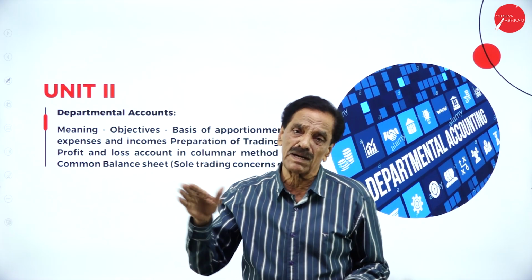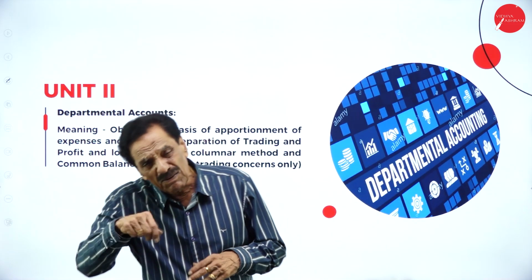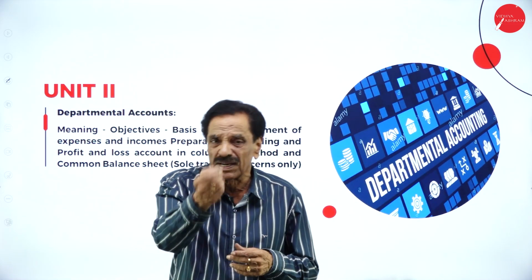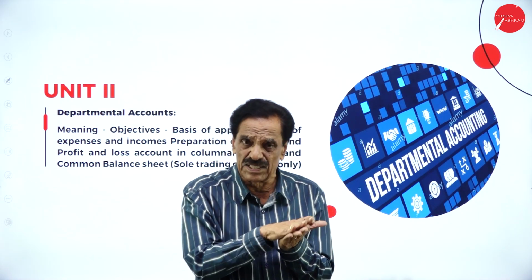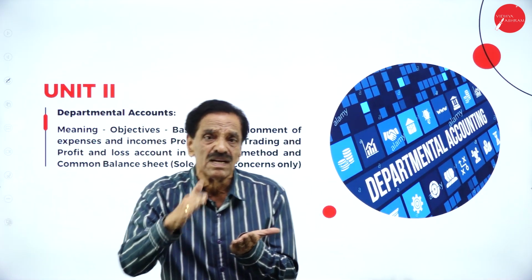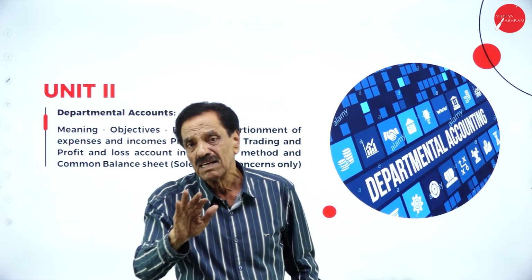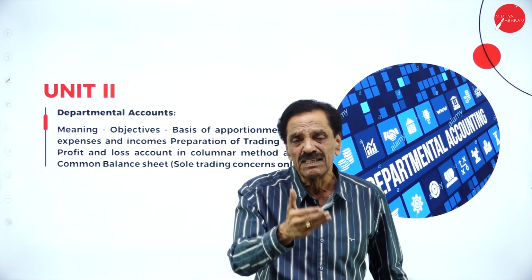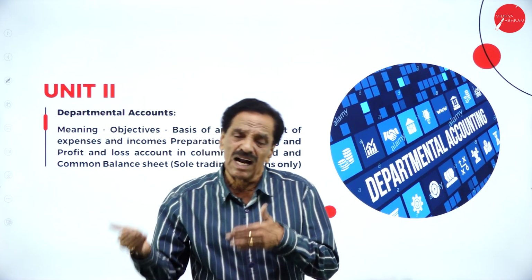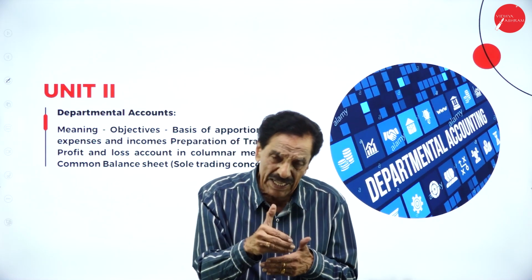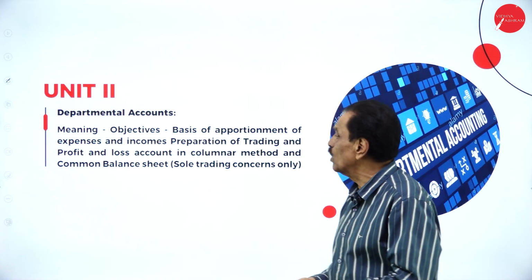We'll do the columnar method where there are some expenditures which have to be apportioned. I will give one or two examples today. Rent based on area. Carriage on purchase, carriage inward on purchases, carriage outward on sale. That is a basis, we say. Rent based on area, bad debt based on sale. So we are going to deal with the basis and prepare the departmental trading account, profit and loss account and a balance sheet. So we'll move on to the next one.